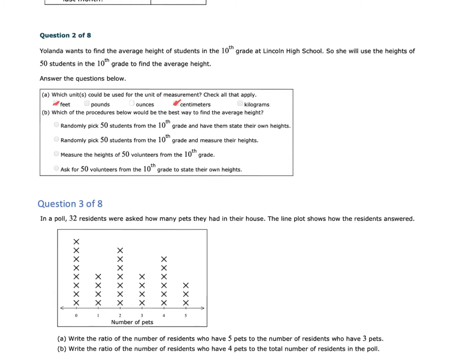Which of the procedures below would be the best way to find the average height? Okay, we want to find the average height. So we want it to be as random as we can with 10th graders. And we want to ask as many people as we can. The first one says randomly pick 50 students from the 10th grade and have them state their own heights. Yeah, that's okay. I don't really love them stating their own heights. Next one, randomly pick 50 students from 10th grade and measure their heights. Ooh, I like that one so far. Measure the height of 50 volunteers. We don't want to just get volunteers. We want it to be more random than that. Ask for 50 volunteers. Yeah, we don't want it to be that. So the best answer, randomly pick 50, measure their heights.